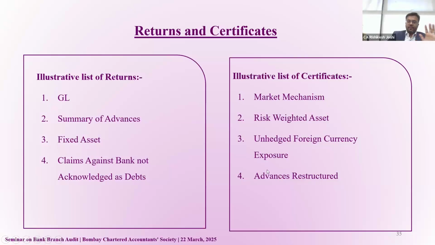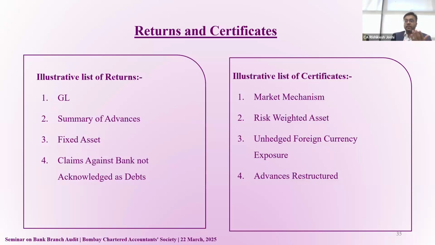So to have an understanding of what kind of returns and certificates you need to certify, the best source is your closing circular. So on the first day of your branch audit, you ask the branches to please give you their closing circular, which has been issued by the head office, and you go through that closing circular. In that closing circular, there is a list of the entire returns and certificates which you need to check.